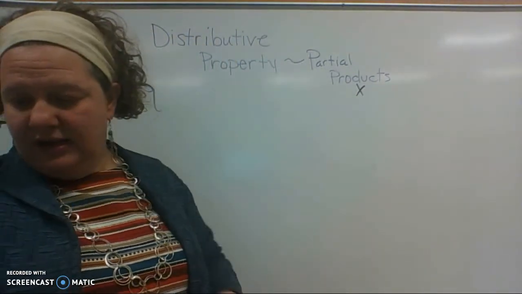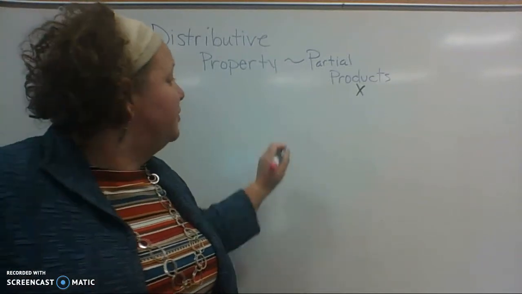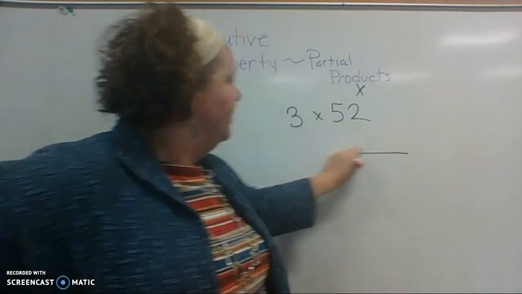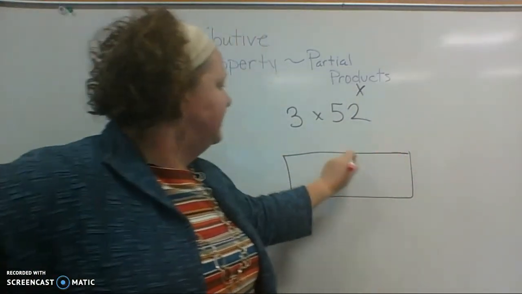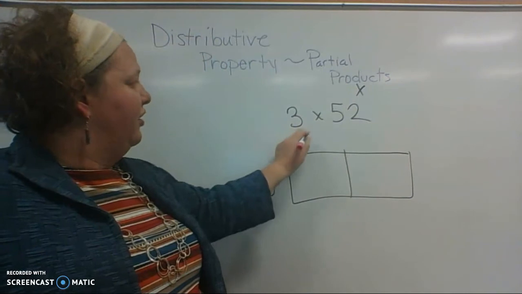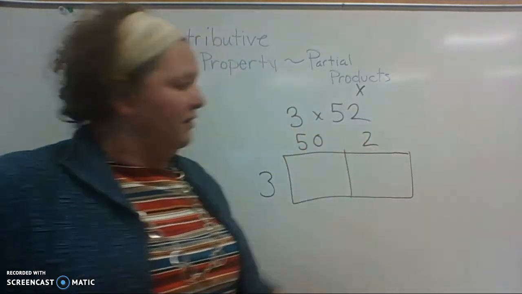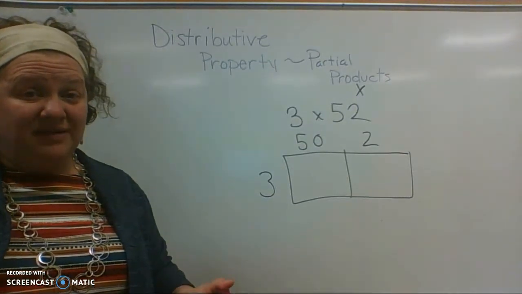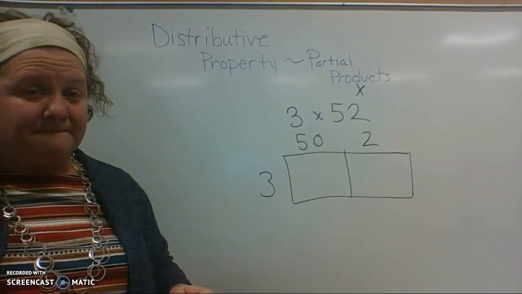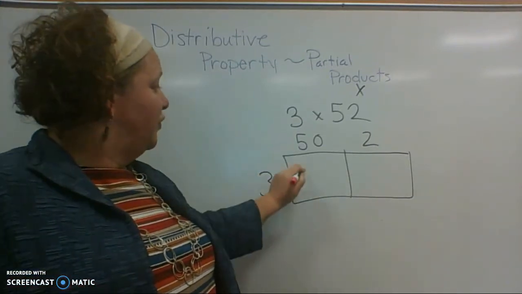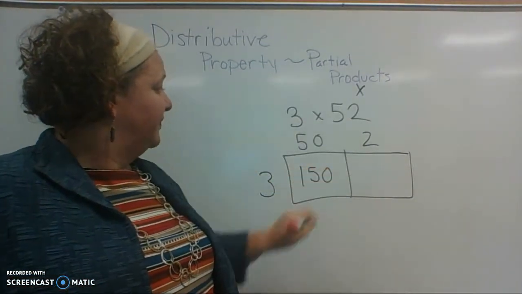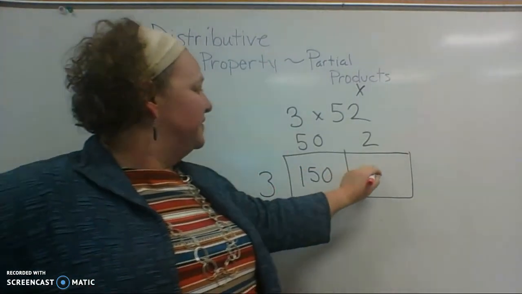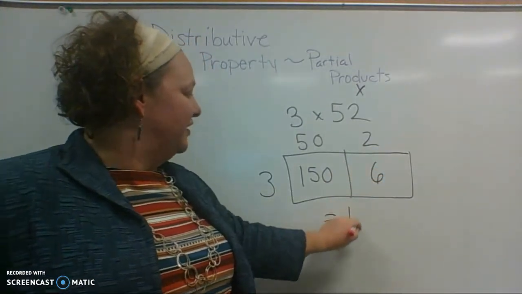Another one is 3 times 52. Okay. We have our boxes here, and we have a 3 over here, and a 50 up here, and a 2 right here. Okay. And if you want to hit pause and solve it and then come and check, you sure can. 3 times 50 is 150. And we have 3 times 2, which is 6. So our answer is 156.